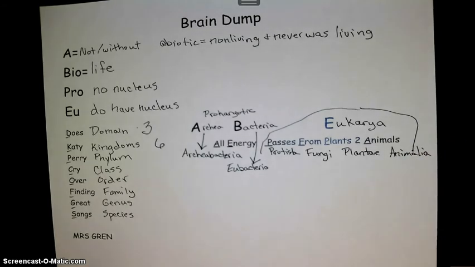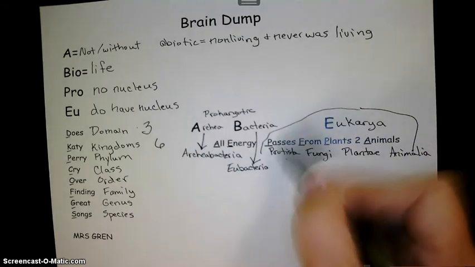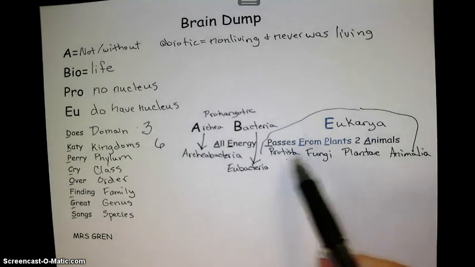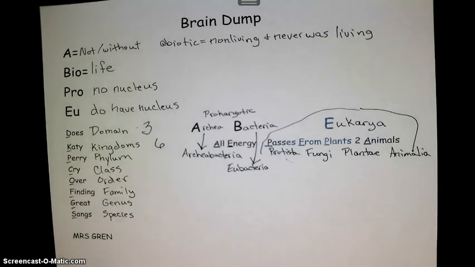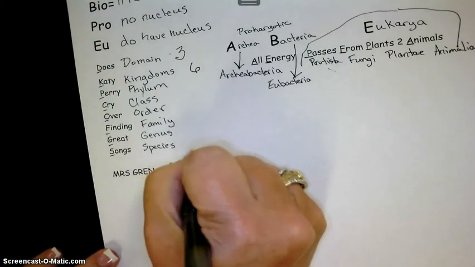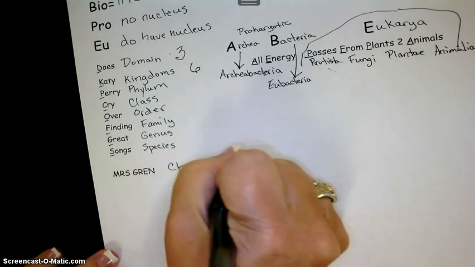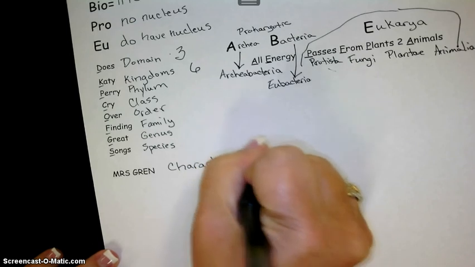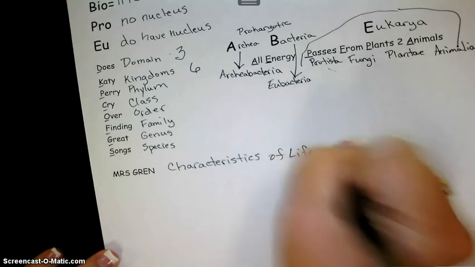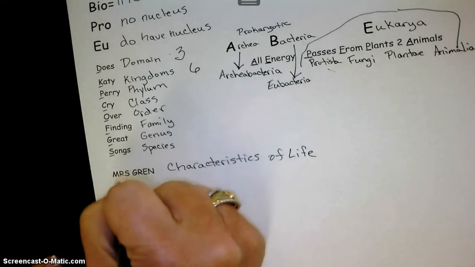All right. And so these are all eukaryotic, meaning they have a nucleus, right? Most of them are multicellular. Some of them could be unicellular, specifically protistas are unicellular. And then we have another mnemonic, which was Ms. Grin. This was for the characteristics of life or living organisms.